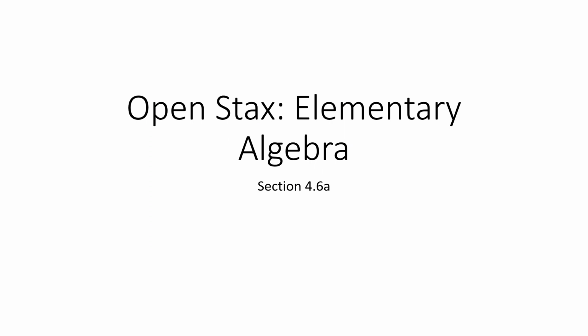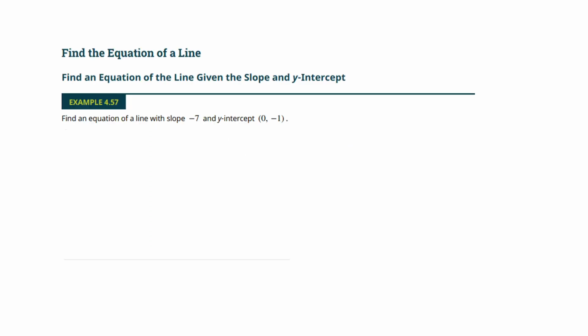Okay, we're talking lines today, and I don't think you'll find it too terribly hard. So the first thing we're doing is we want to find the equation of a line. What we've been given is the slope and the intercept. It's going to get progressively harder, but this one is real easy.